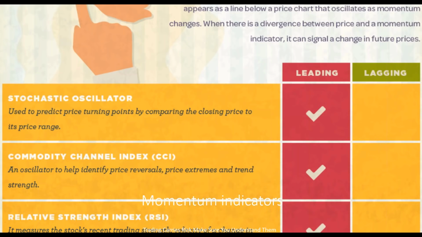Then we come to the group, as we talked about, momentum indicators. The most important of these, and all three of these are leading indicators, and they are also three of the most accepted indicators in the trading markets. We have stochastics, we have CCI, Commodities Channel Index, and we have Relative Strength Index, RSI.